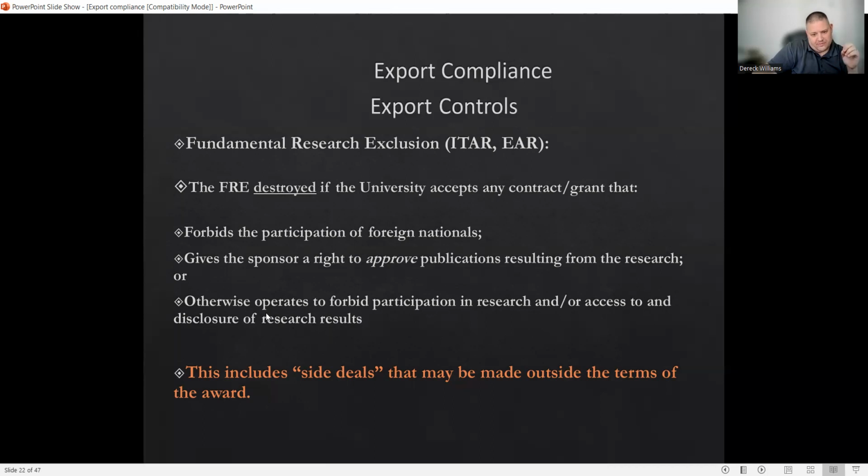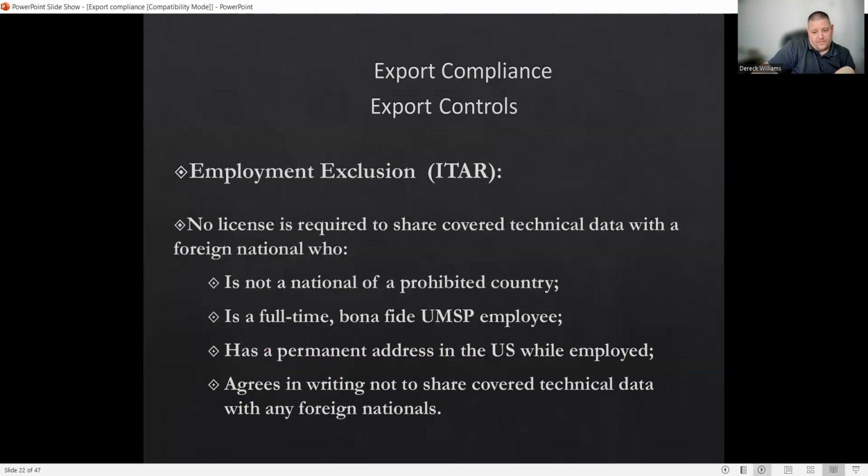So if you've got provisions that forbid participation in that research by those foreign nationals, by those control groups, then you don't need that exclusion, and it can be destroyed. This includes any side deals that may be made outside the terms of the initial award, which are generally frowned upon, just so you know. Typically, if you get a prime contract, they want to know that you've got controls in place throughout a controlled supply chain or chain of custody.